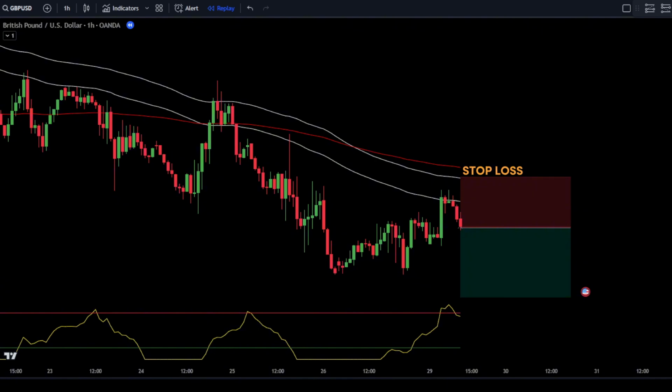Place the stop loss at the 100 EMA high line. Use a take profit target with a risk to reward ratio of 1 to 1.5.